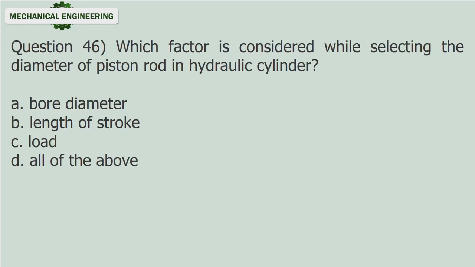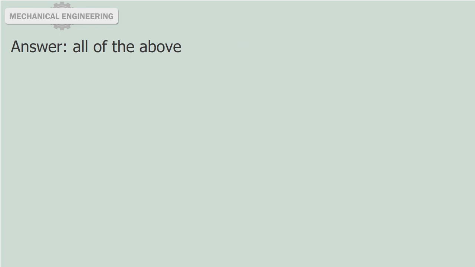Question 46. Which factor is considered while selecting the diameter of piston rod in hydraulic cylinder? A. Bore diameter. B. Length of stroke. C. Load. D. All of the above. Answer: all of the above.